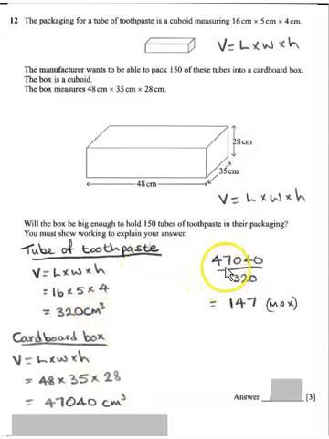Now the next step here is we divide those 2 volumes. So it's 47,040 divided by 320. As 320 is one tube of toothpaste, you want to find how many of these actually fit into the cardboard box, the volume of the cardboard box. So when we divide it, we see that 147 maximum would fit into this cardboard box. That means the answer would be no, because it doesn't hold 150 tubes of toothpaste.